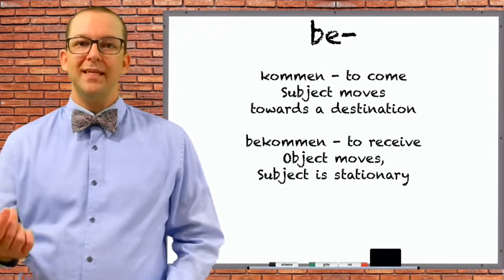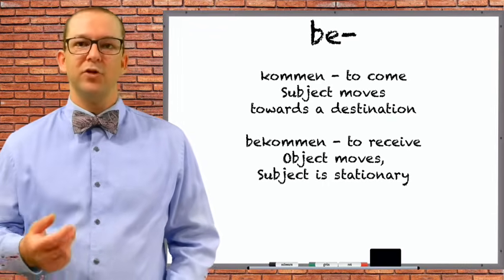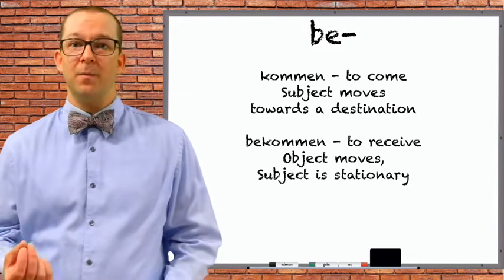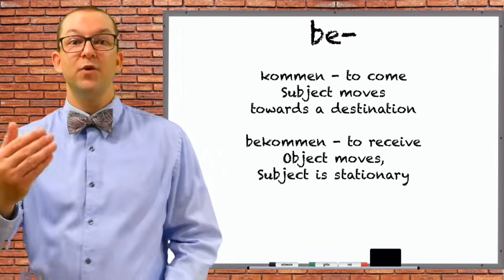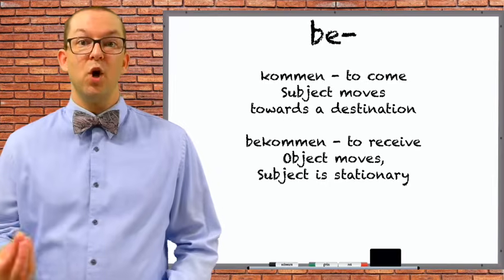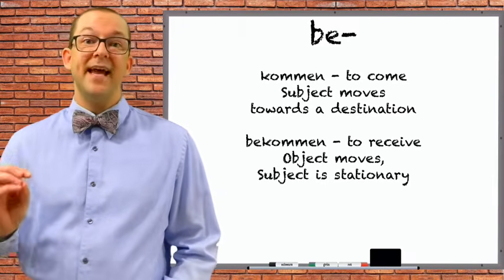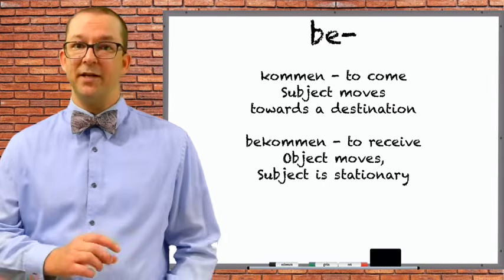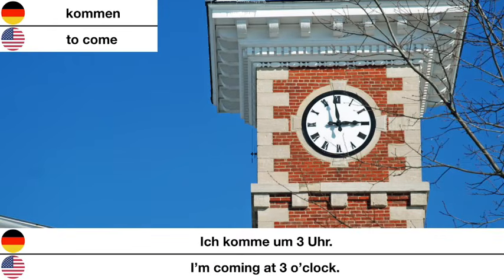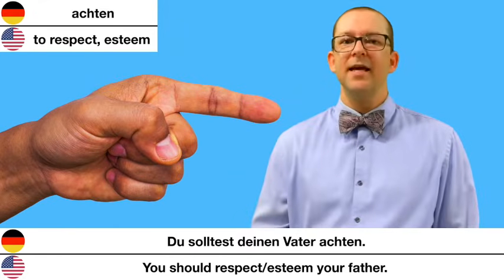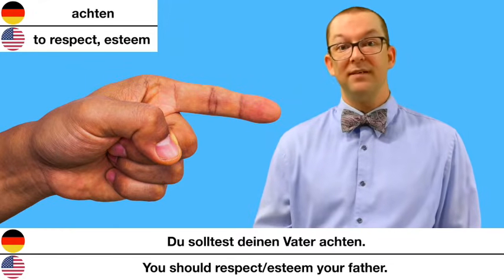Sometimes the prefix be shifts the action onto the object or changes it from one object to another. For example, the verb kommen means to come. This indicates that the subject is going in the direction of a destination. If you add be to this verb, it becomes bekommen, which means to receive. This moved the action from the person going somewhere to the object moving and the person being stationary. Here it is in action. Ich komme 3 Uhr. I am coming at 3 o'clock. Ich habe deine E-Mail bekommen. I received your email.